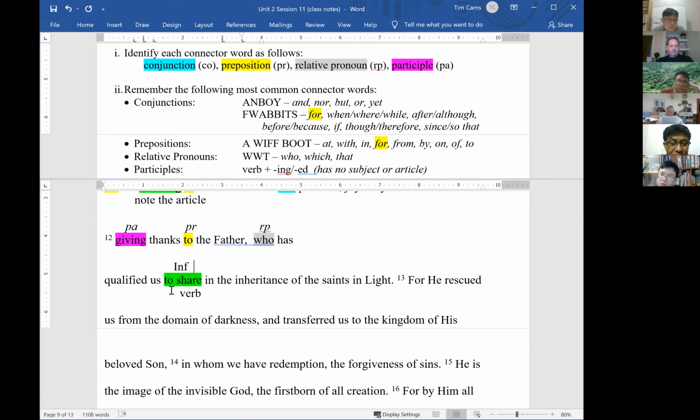And "in" is another preposition here. Good. In the inheritance of the saints. "Of" is another preposition. Good. The saints. "In" is another preposition. Again, part of those most common. Yes. All right. Good.